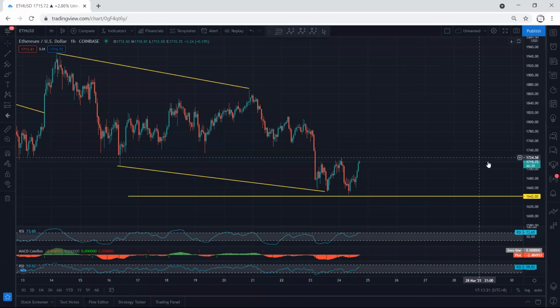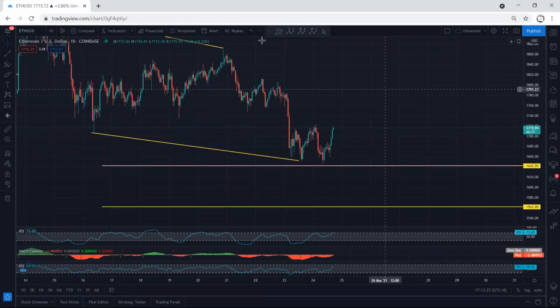ETH, we start with the 1 hour chart. If we refer to our analysis when the price was exactly here, we mentioned we cannot look for buy because the price can drop. This is what we get. That's why we mentioned if you want to look for buy, we should get the correction.